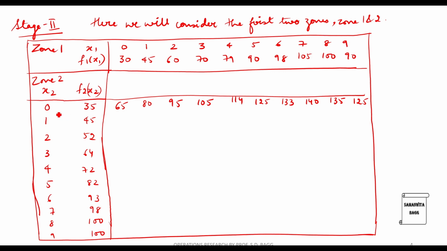So you can allocate 0 salesmen to zone 2 and to zone 1 you can allocate a maximum of 9 salesmen. Next, when I have 1 in zone 2, the maximum that I can have in zone 1 is 8. So now I'll add 45 to all these values up to number 8 and I will get 75, 90, 105, 115, 124, 135, 143, 150 and 145. Next, zone 2 has 2 salesmen. So the maximum zone 1 can have is 7, so that the count is total 9. So I will add 52 to all these numbers up to 7.